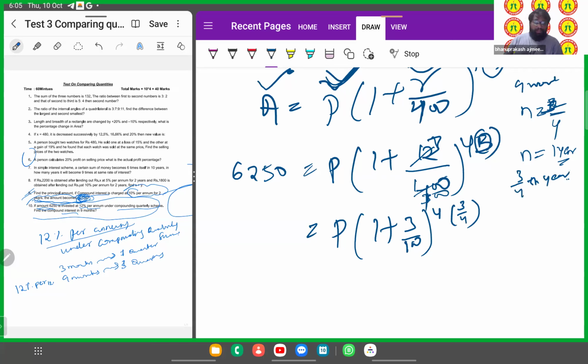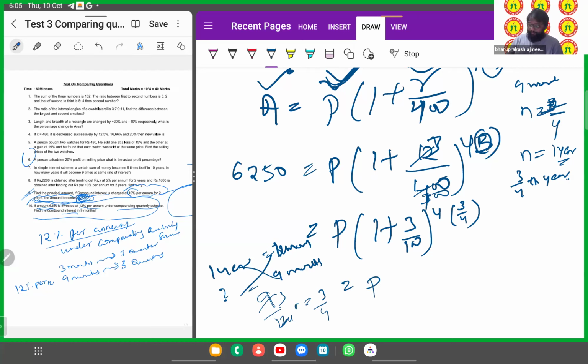How many of you believe me on this? So 1 year is 12 months. So what part of the year is 9 months? Cross multiplication. 9 by 12, you will get 3 threes, 3 by 4. So n is equal to 3 by 4 here. So instead of months, I am substituting in years here.